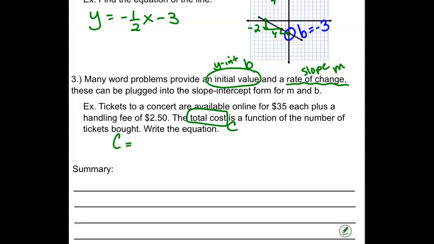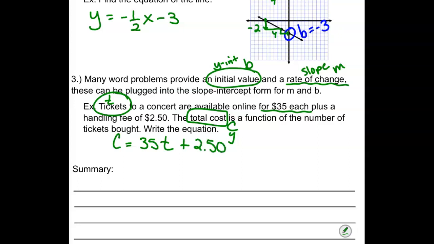So our total cost, I'm going to use a C for that. You can use a y if you want. It's based on the number of tickets that we buy. And it says the tickets are $35 each. So as we buy more and more tickets, each time we buy another ticket, we're going to be spending an extra $35. So we're really going up $35 for every ticket. So we could write C equals 35T plus we have a handling fee of $250.